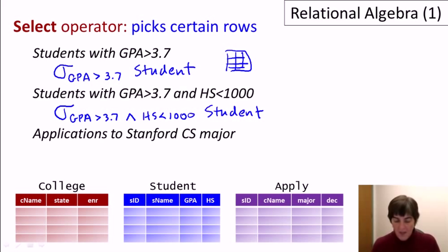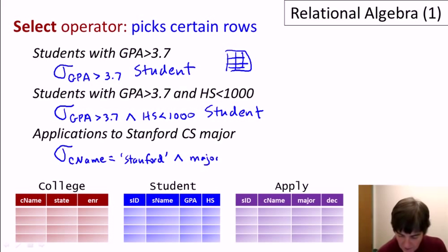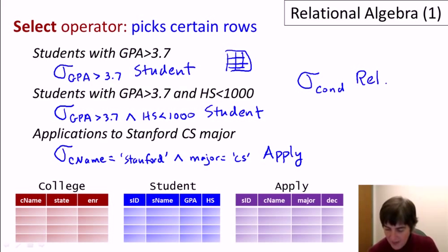If we want to find the applications to Stanford for a CS major, then we'll be applying a selection condition to the apply relation. Again, we write the sigma, and now the subscript is going to say that the college name is Stanford, and the major is CS, again, the AND operator, and that will be applied to the apply relation. And it will return, as a result, a subset of the apply relation. So the general case of the select operator is that we have the sigma, we have a condition as a subscript, and then we have a relation name. And we return, as a result, the subset of the relation.